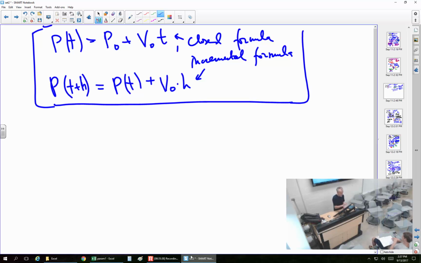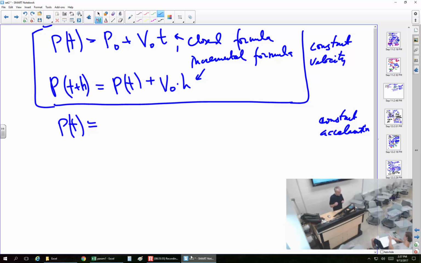So that is the constant velocity case, and now constant acceleration. Once again, I'm writing my closed formula first. It would be p naught plus v naught t, same thing, plus a t squared over 2. Okay? So acceleration is once again constant. That will be 0, just in case. Now, what is the incremental formula?